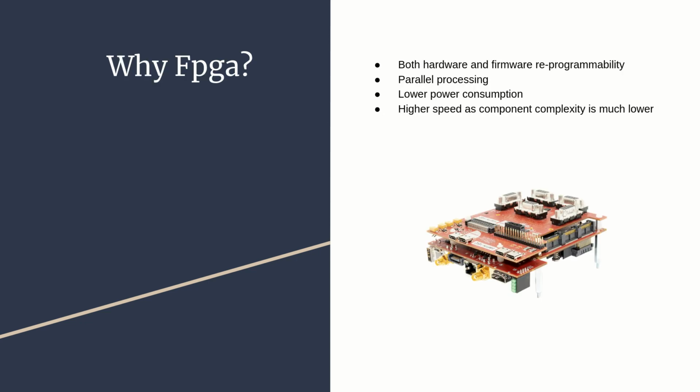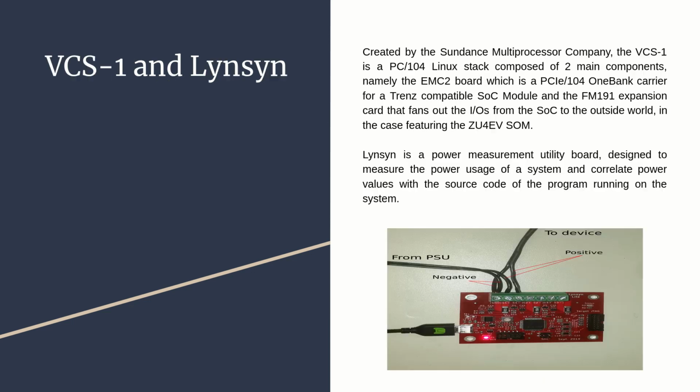So why FPGAs? FPGAs are very useful in many cases. They are good at parallel processing, they have low power consumption, they have high throughput, and many people are using more and more of these devices, especially in their edge devices, due to their ability.